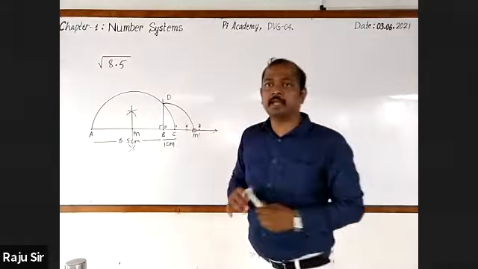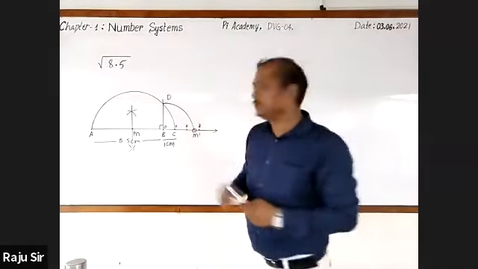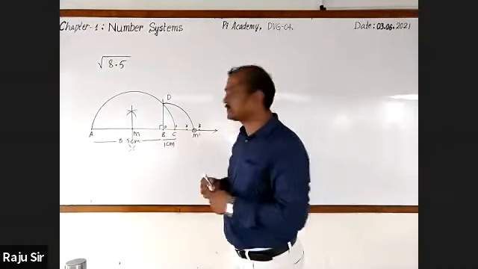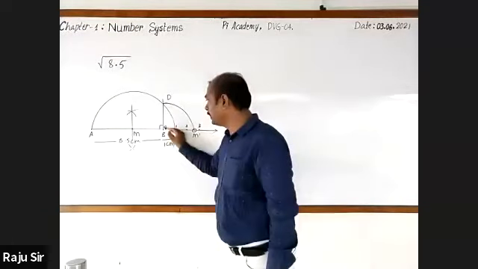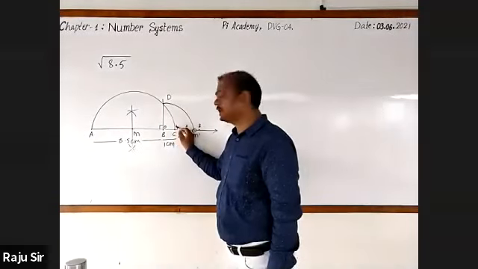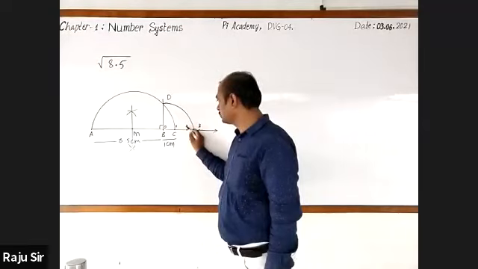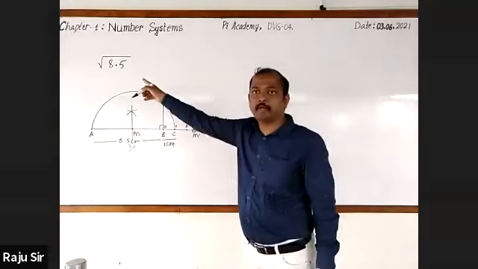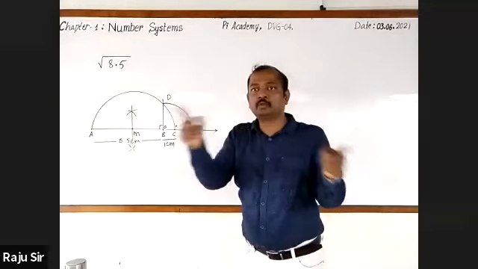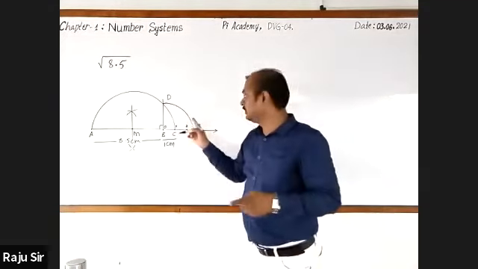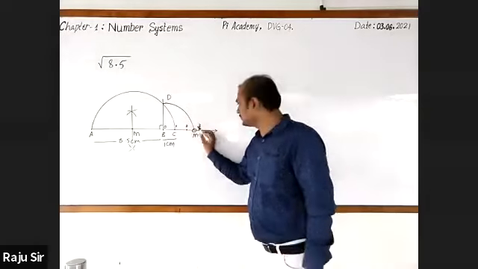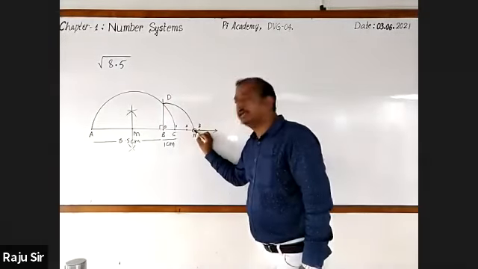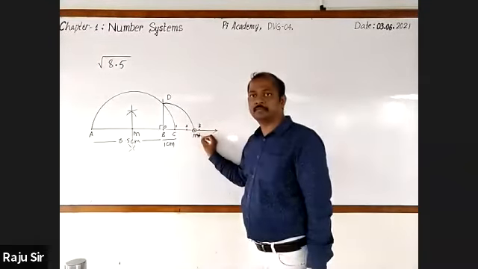As it is a number line, you must show the numbers. In this case, the numbers will start from the point B. Point B is taken as 0, C is taken as 1, next point is 2, next point is 3. Here, square root of 8.5 lies between two whole numbers, one is 2 and another one is 3. Therefore, M dash lies between 2 and 3.